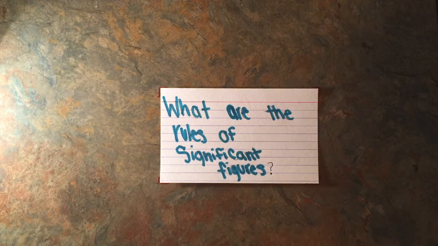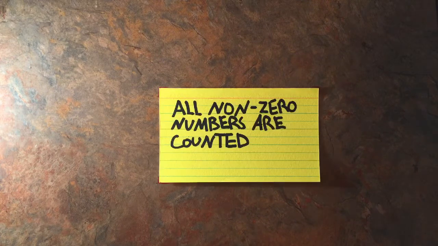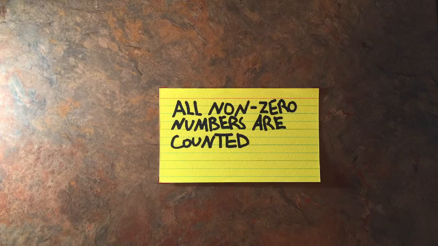Now I'm sure you're wondering, what are the rules of significant figures? What exactly makes a figure significant? The first rule of significant figures is that all non-zero numbers are counted. That means any number from 1 through 9.